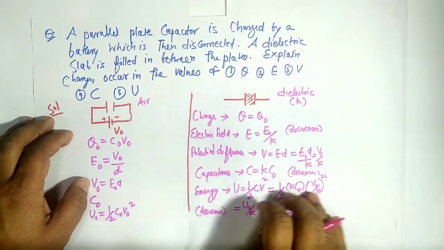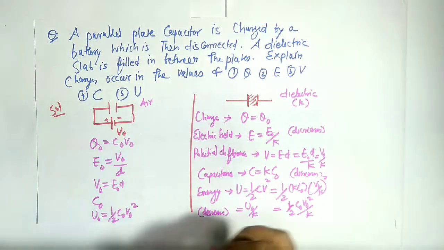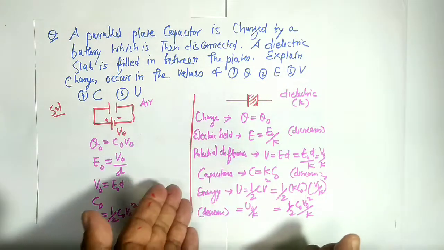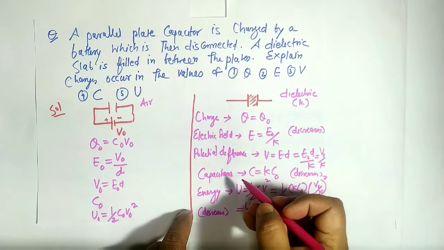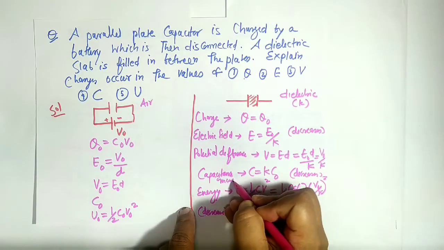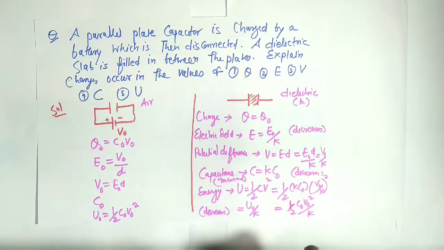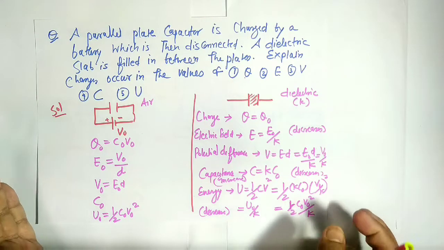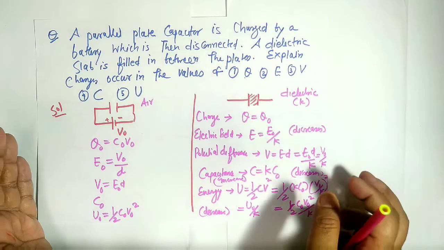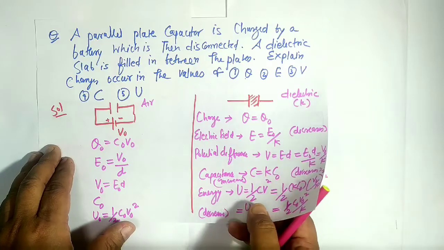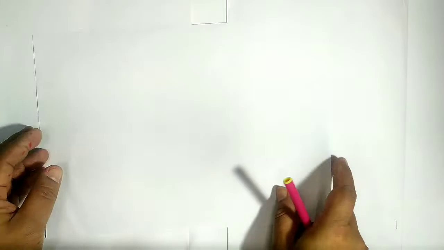So this is a very important case. What happens to the charge? It remains the same. What happens to the electric field? It decreases. What happens to potential difference? It decreases. Capacitance, what? Capacitance increases. We know that capacitance is K times, but energy, you know, decreases. So this is the case for when the battery is disconnected.